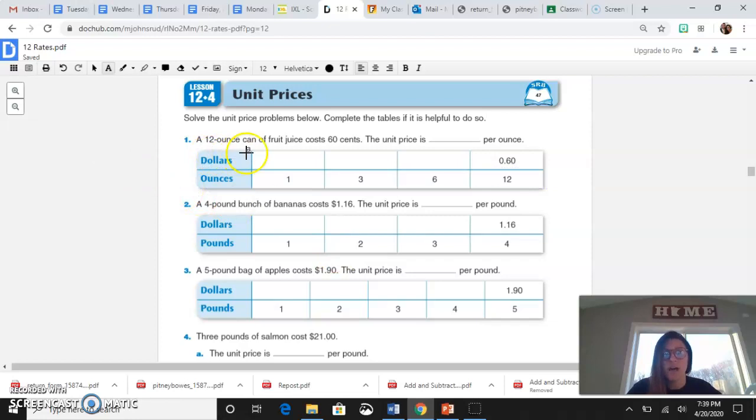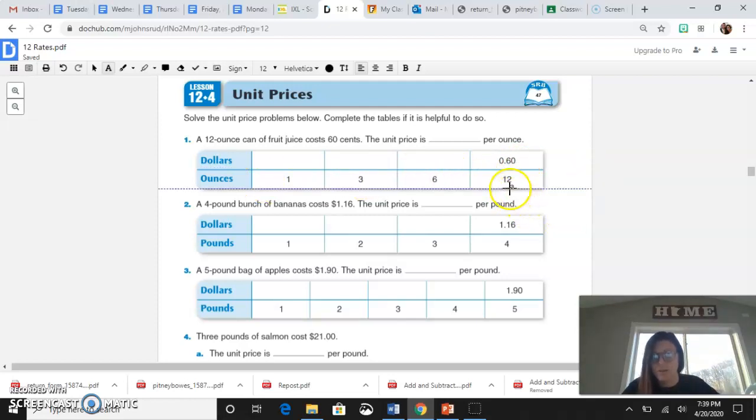It says a 12-ounce can of fruit juice costs 60 cents. So what you need to figure out is these last 3. You're going to need to divide 60 divided by 12. For this one, I'll tell you what it is. It's 5. So if I know 12 times 5 is 60, you need to do the same for these three.